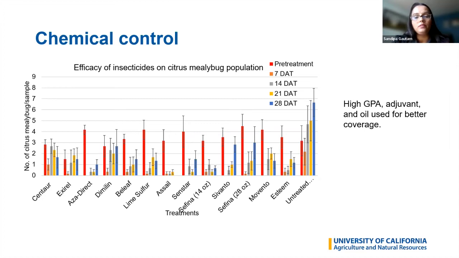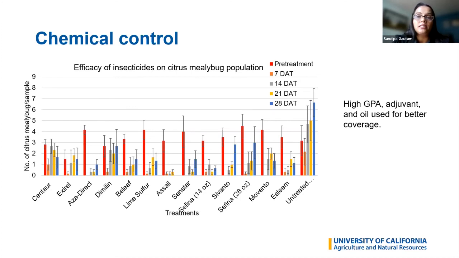And what you see from this diagram over here is that all treatments that we tested had a significant effect on mealybug population compared to untreated control, especially in the first week. Now, starting the second week, population started to increase in all treatments except for Ethidirect SL and Safina. Safina, we tested two different concentrations, 14 ounces per acre and 28 ounces per acre. And for some reason, Safina, especially on the 4 week count, did better at a lower rate compared to Safina applied at a higher rate.